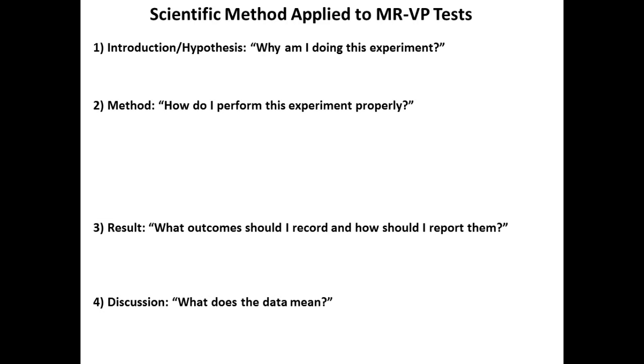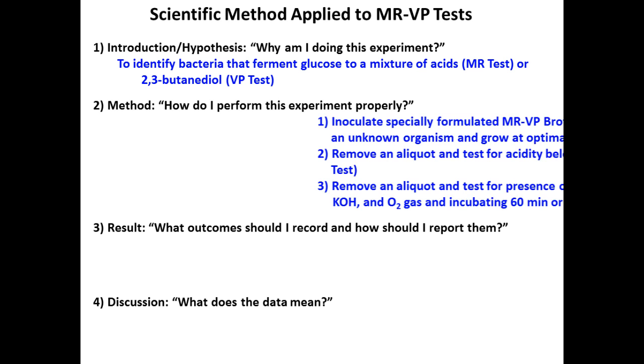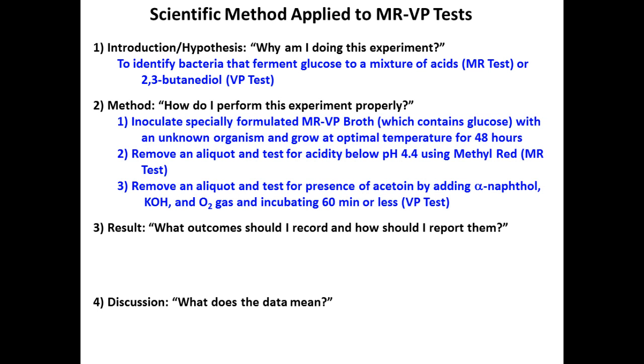Right, when we look at each one of these tests, we should look at it via the scientific method, right? So, for the methyl red VP test, this was media that you had inoculated for both of these tests. And then we took samples out, right? And we aliquoted 1 ml into one tube, 1 ml into another tube, so that we could run these two separate tests.